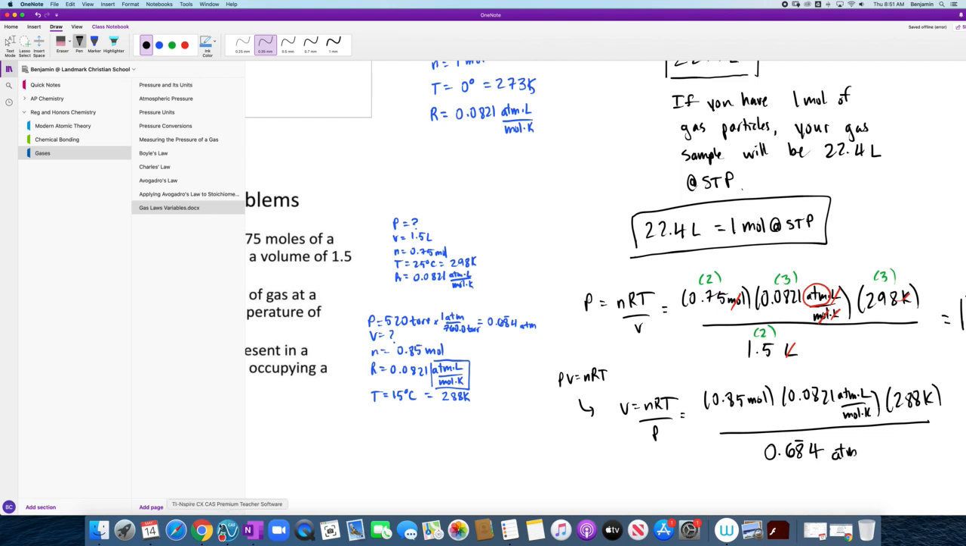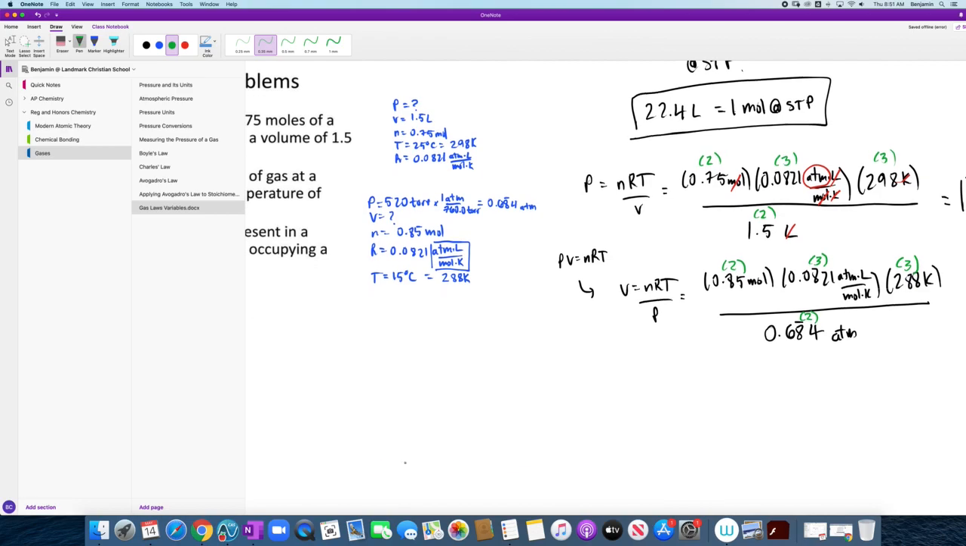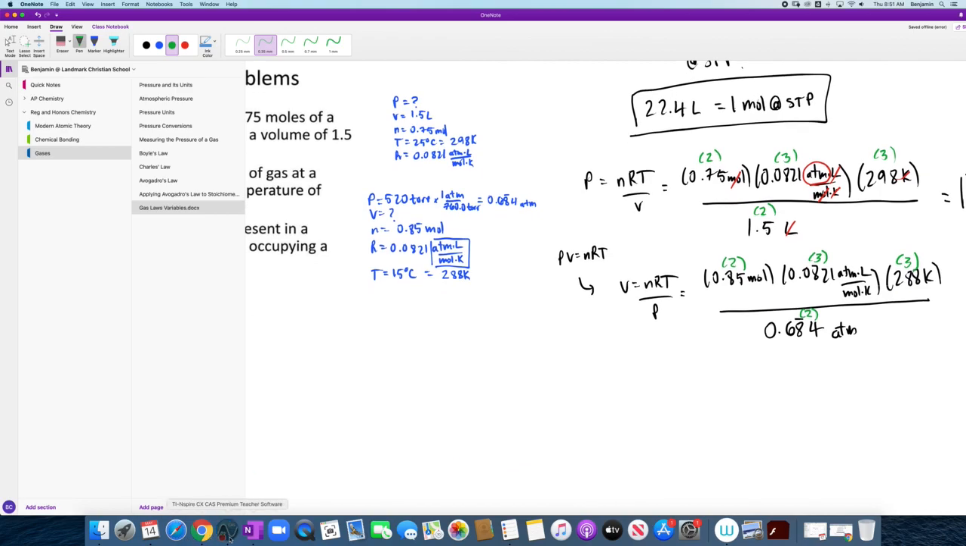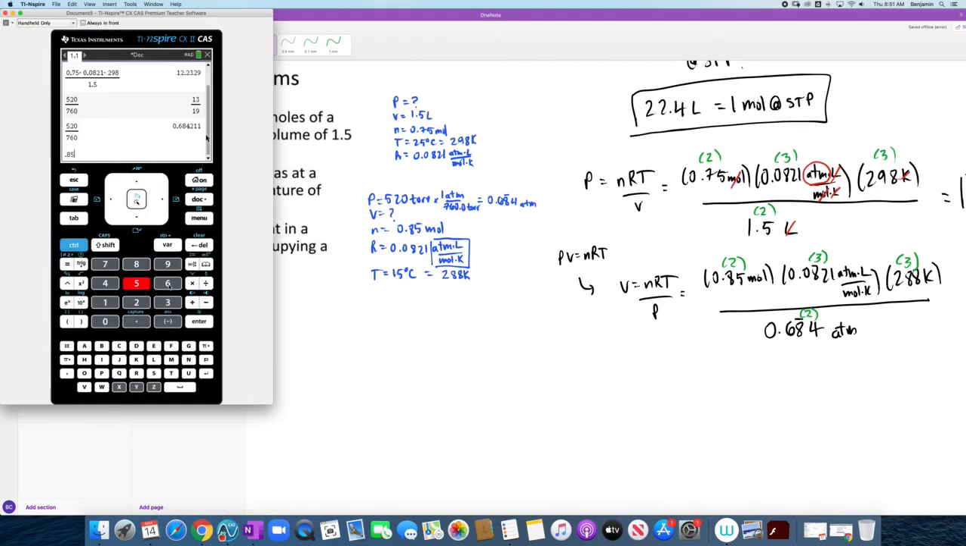Let's type all that in. Our final answer will only have 2 significant figures though. Technically this is just 2 down here. All right, type it in. 0.85 times 0.0821 times 288 divided by 0.684. And we have 29.